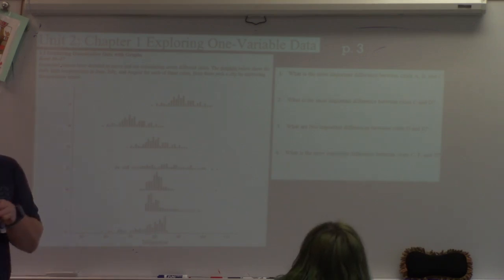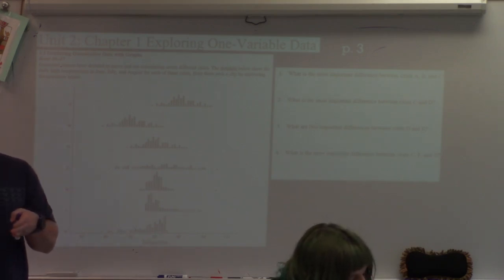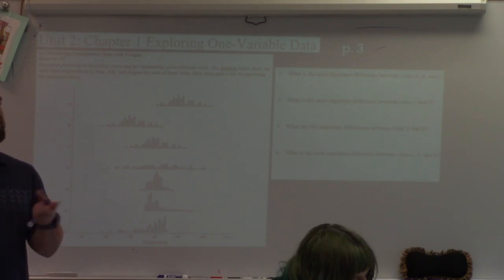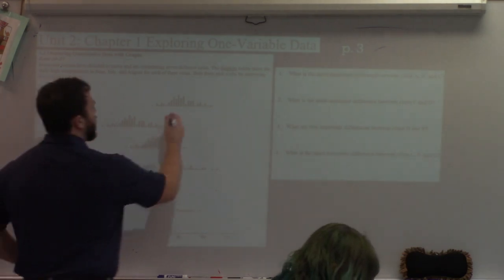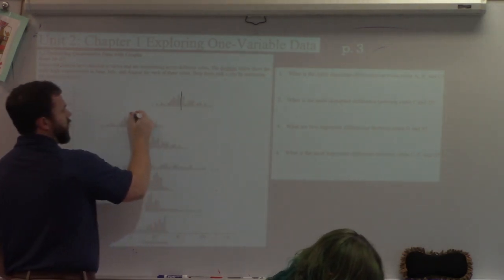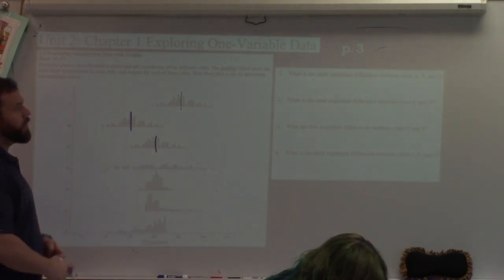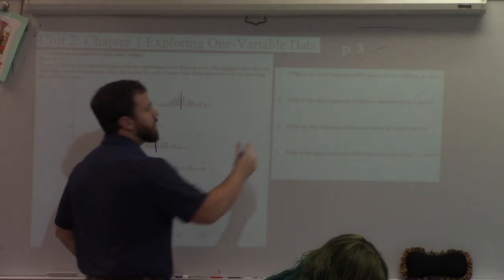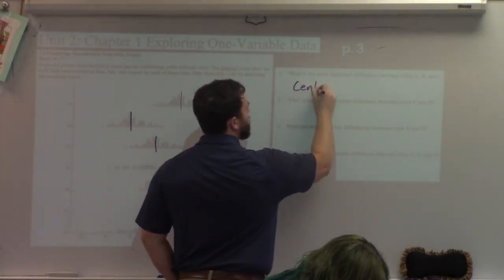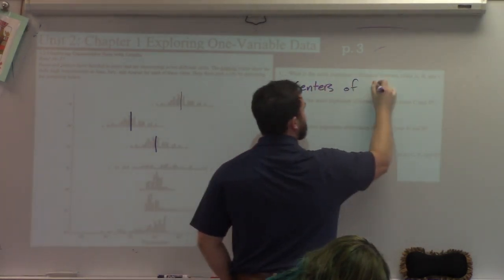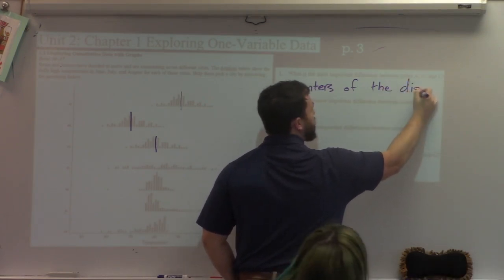Average is only just a mean. There's a C word that you might have seen. Yeah, the measures of center. When we talk about our mean and our median, we're talking about measures of center. Okay? So, what is the most important difference? The centers of the distribution. Those are huge differences.